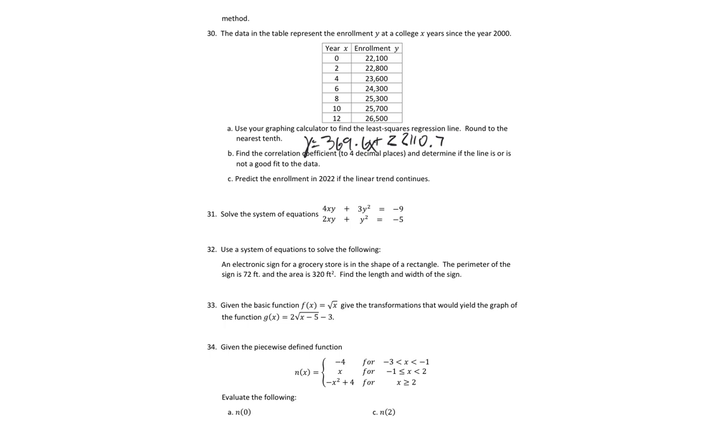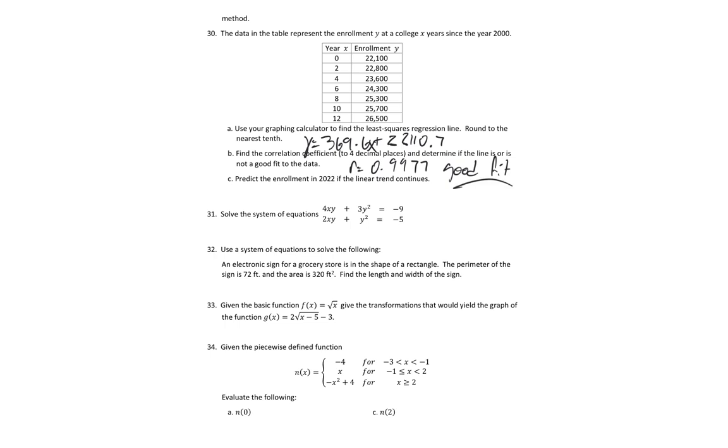3.69.6x plus 22110.7. Okay, correlation coefficient. Well, this in your calculator is R that your calculator should give you. And so R equals 0.9977, to 4 decimal places. This is really close to 1, so this is a very good fit.